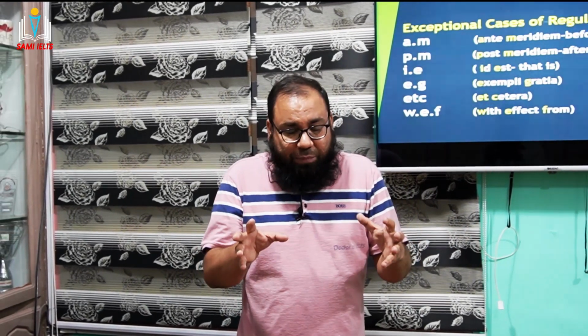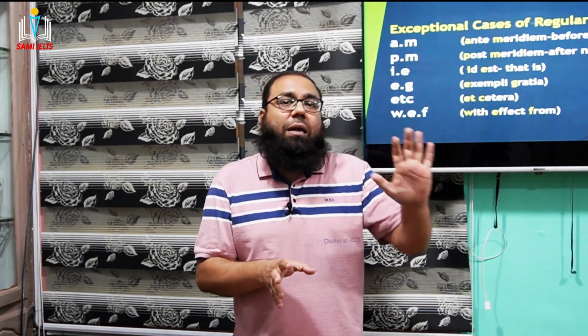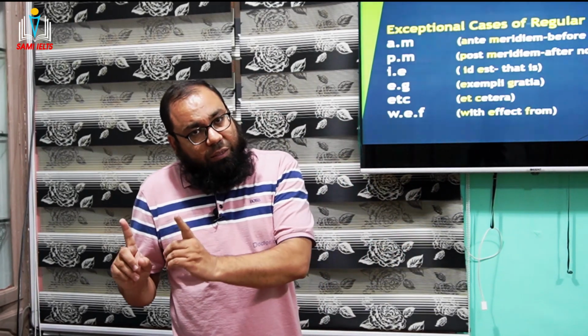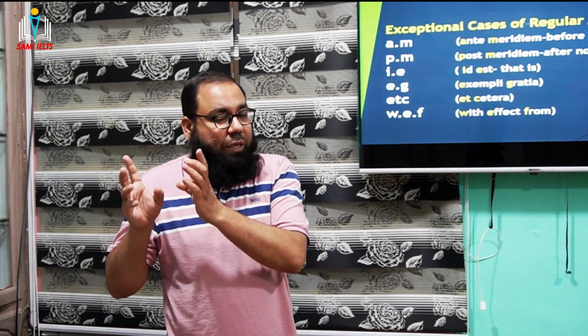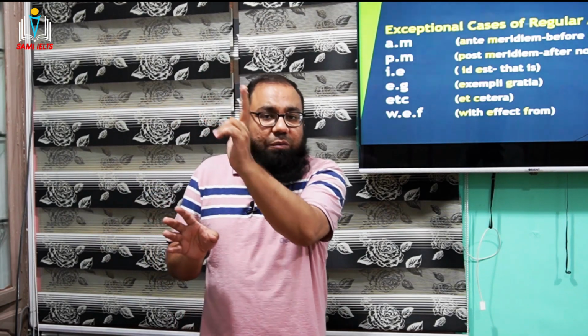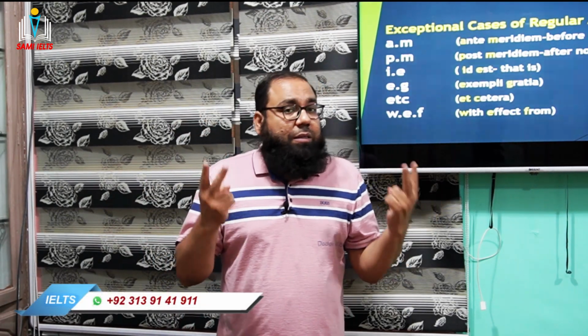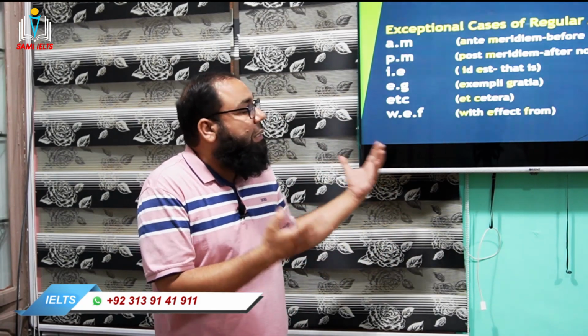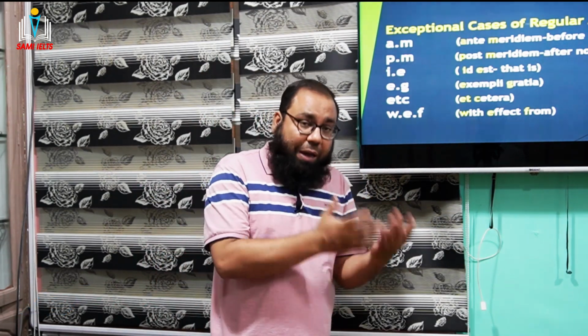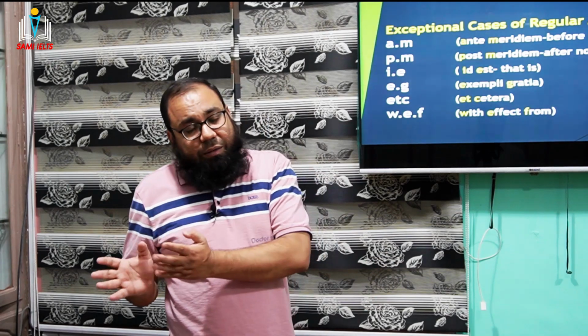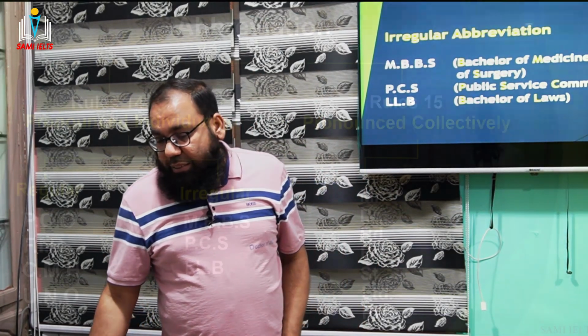All individual abbreviations are always written in capital mood, while all collective abbreviations are written in capital mood, but only the first letter is capital, the rest all small. These two were the basic things, and we discussed in detail, then exceptional cases, then regular individuals, irregular individual. I hope things are more clear. Let's move on and let's discuss now.